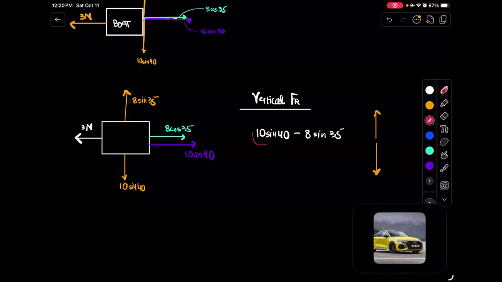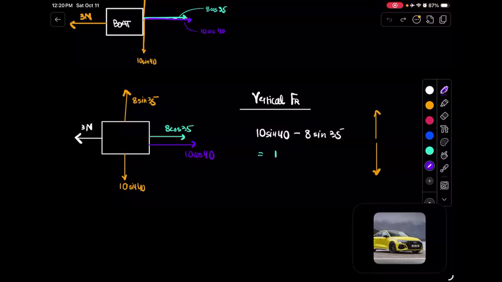For example, let's say you take your answer as this: 10 sine 40 minus 8 sine 45. Let's say that the answer comes as positive. That means that this force was greater than this force, right? So let's say it comes out at positive 2. Now, because you subtracted 8 sine 45 from 10 sine 40, and this is greater, that must mean that the net force is in this direction, right? So the sign doesn't matter.